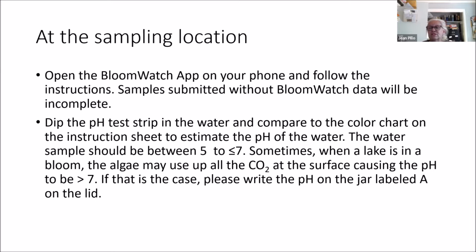Now they want the samples to be between 5 and 7. That's ideal. But sometimes, I know when I was measuring Roseland Lake, when it's really cranking, it's a sunny day, and you go out in the middle of the day, the cyanobacteria is photosynthesizing so rapidly that it actually depletes the carbon dioxide levels in the water, and that changes the buffering ability of the water, and the pH can go up into the 9 range.